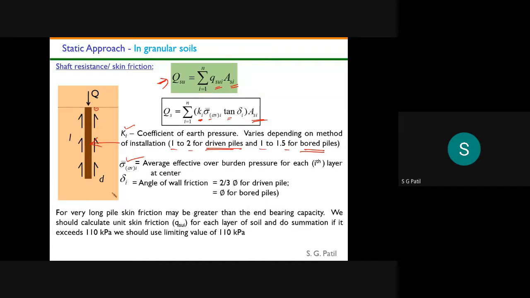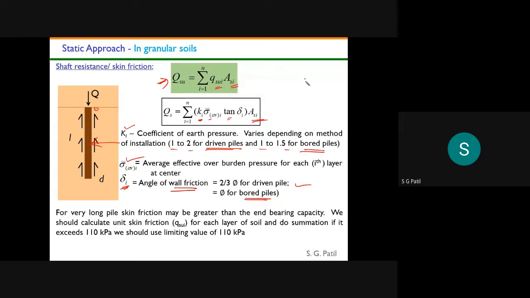And what is this delta? This delta is the angle of wall friction. That is the frictional coefficient between soil and your pile. That is the delta value. Usually for bored piles, you can take your phi value itself as the delta value. If it is a driven pile, then you can reduce that delta value, around 2/3 of phi value you can take. If the problem itself mentions the delta value, then you take that value. Otherwise, if they do not mention it, you should remember 2/3 of phi value for driven piles, and equal to phi value for bored piles.